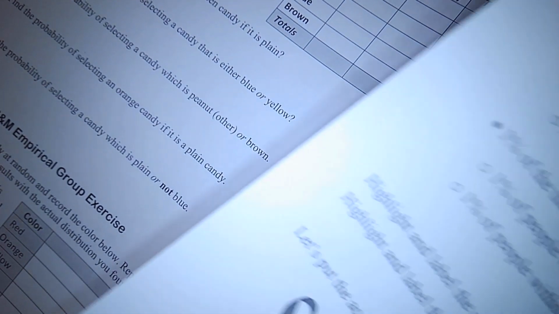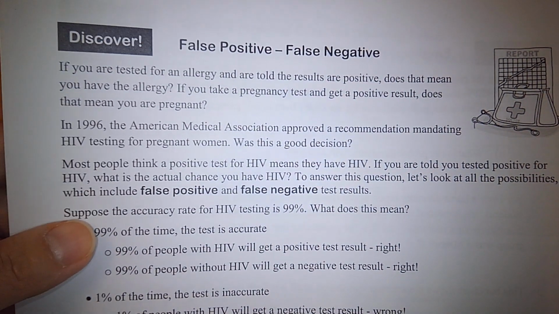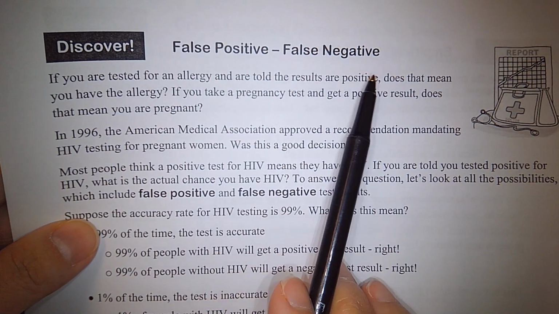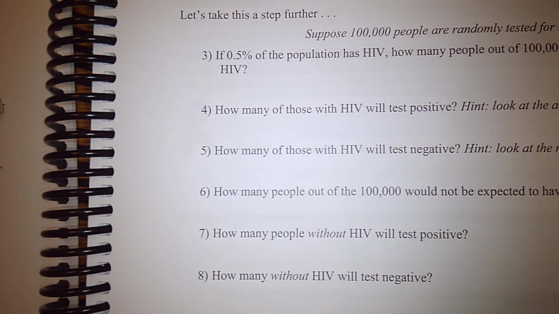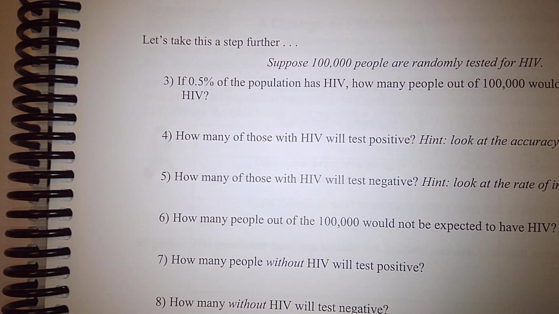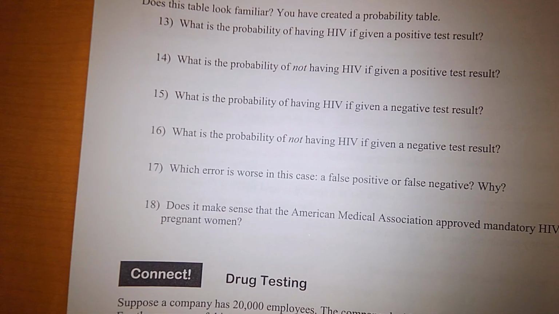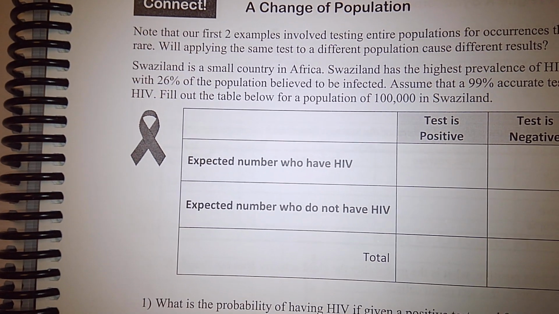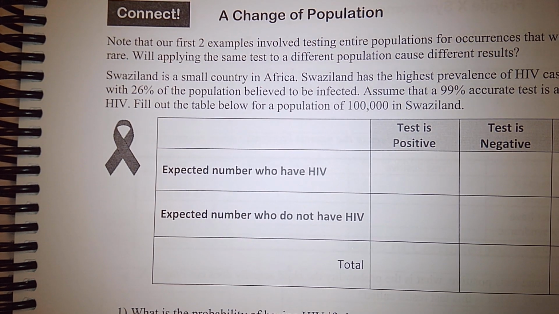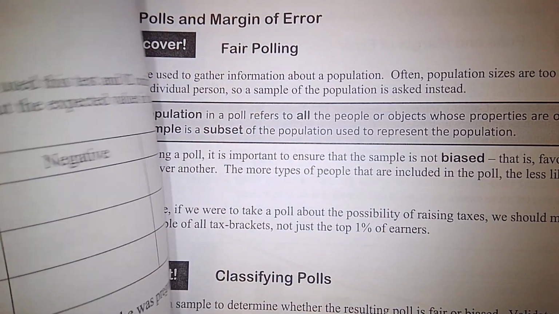Now let's come to page 216. This is the second part of this section. It's about false positive, false negative. I would say the entire page 216, entire page 217, entire page 218, and entire page 219. So that's it for section 16.